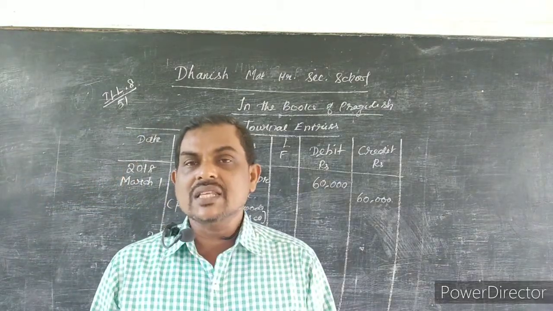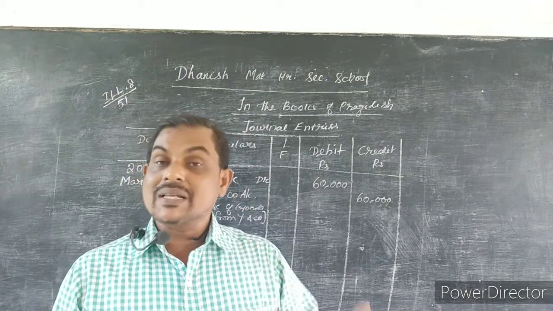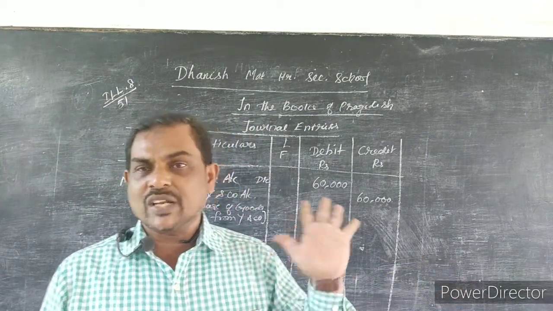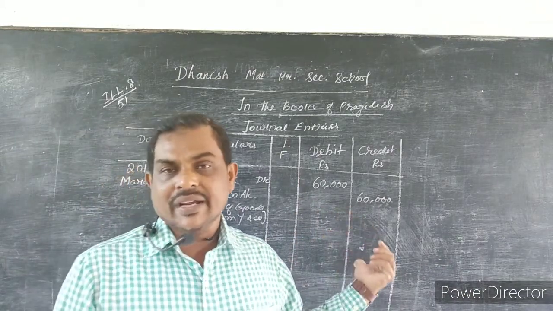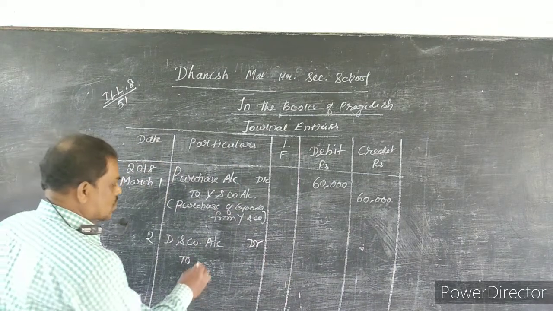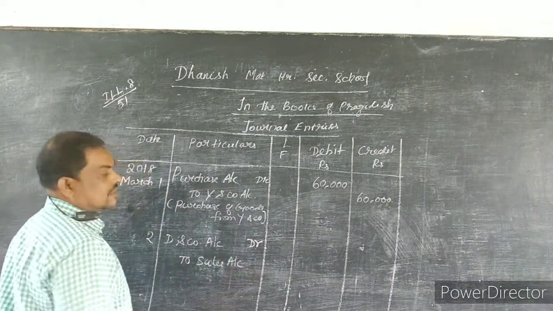So D and company account debtor to sales account. Sales is a nominal account. What is the nominal account credit rule? Debit all expenses and losses. That is debit, but here we don't want debit. Credit all incomes and gains. Sales is income, so it is a credit account. Sales account is a credit account. So to sales account.